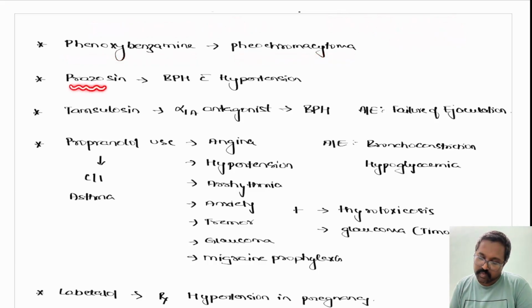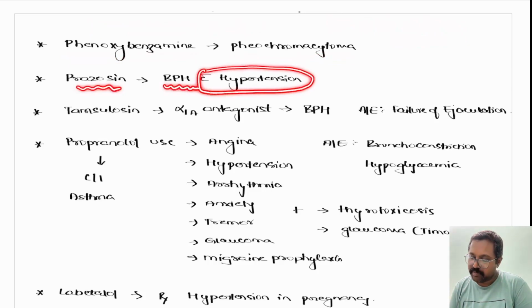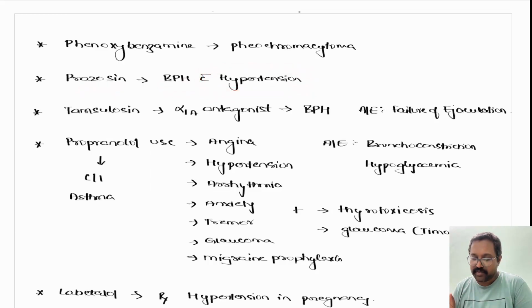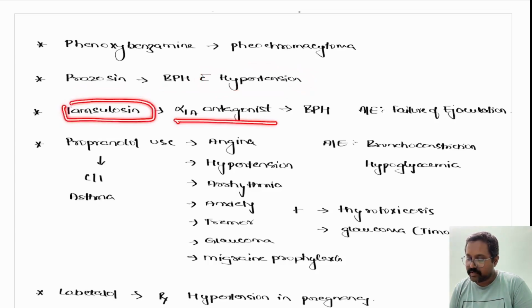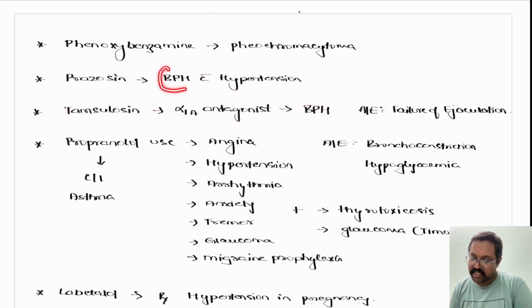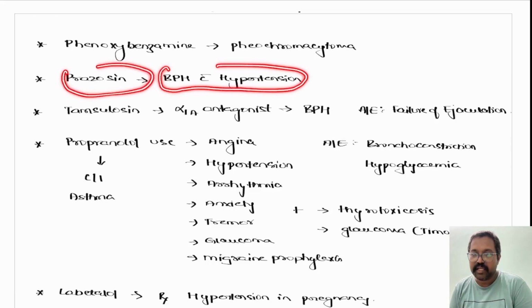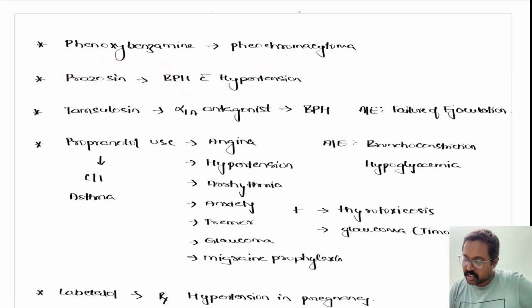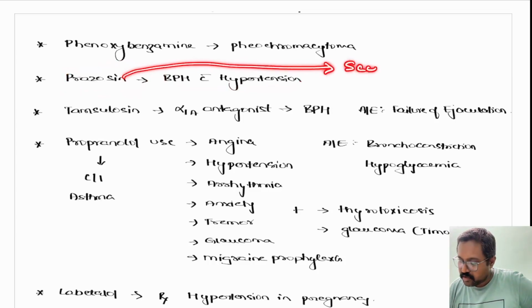So where do we use prazosin? Prazosin is a drug of choice for BPH associated with hypertension. If there is only BPH, you will use tamsulosin, which is an alpha 1 antagonist, only in BPH. If BPH is associated with hypertension, you use prazosin. And also please remember, prazosin is a drug of choice for scorpion sting poisoning or scorpion sting bite.